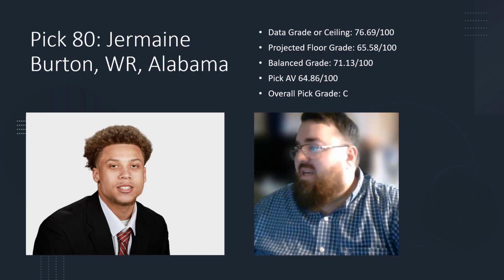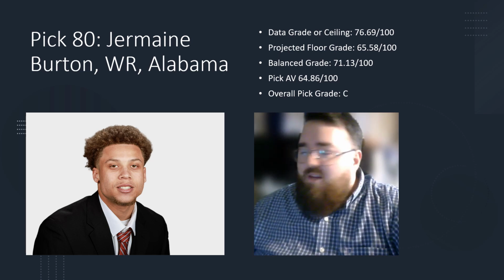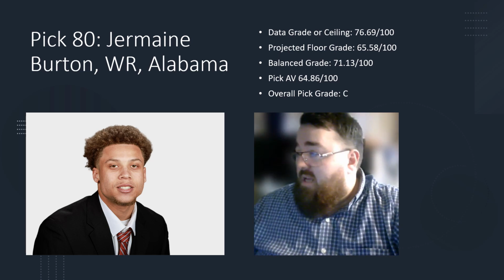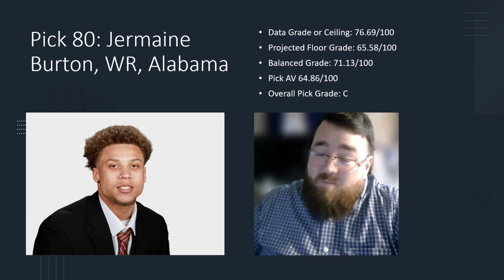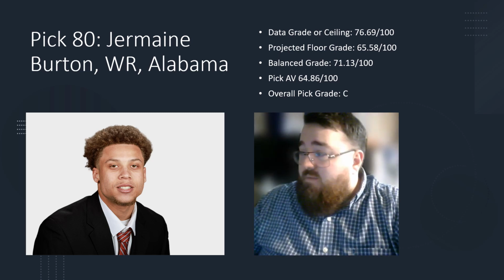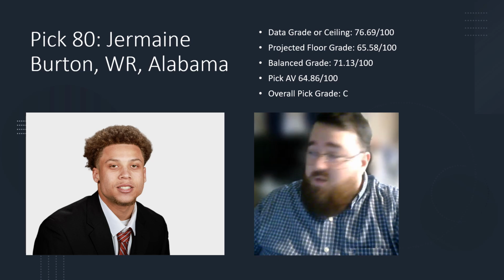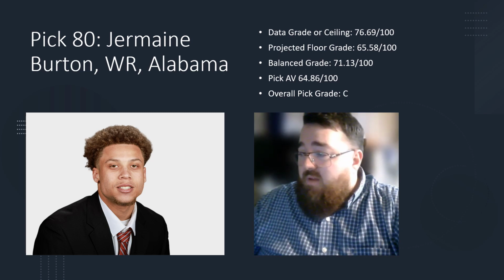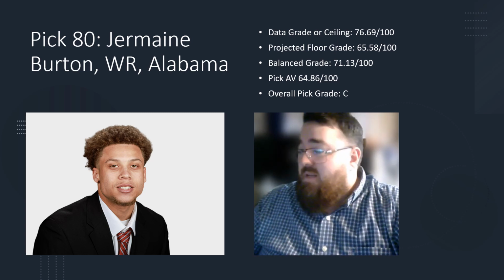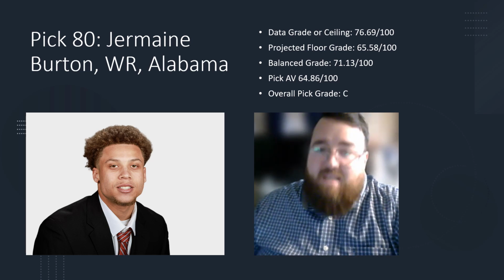Now, in terms of pick 80, Jermaine Burton, wide receiver out of Alabama, his data grade or ceiling is 76.69 out of 100. His projected floor is 65.58, which means all the wide receivers that tested like him, where he was picked, typically had a 65.58 approximate value score long term. His balance grade is 71.13, and the average AV for where he was selected is 64.86 out of 100. I would give this overall pick grade a C.